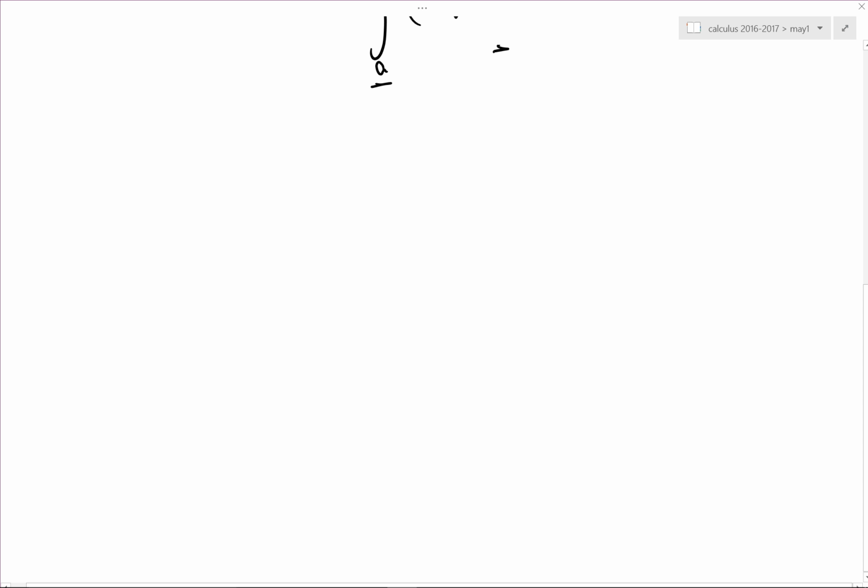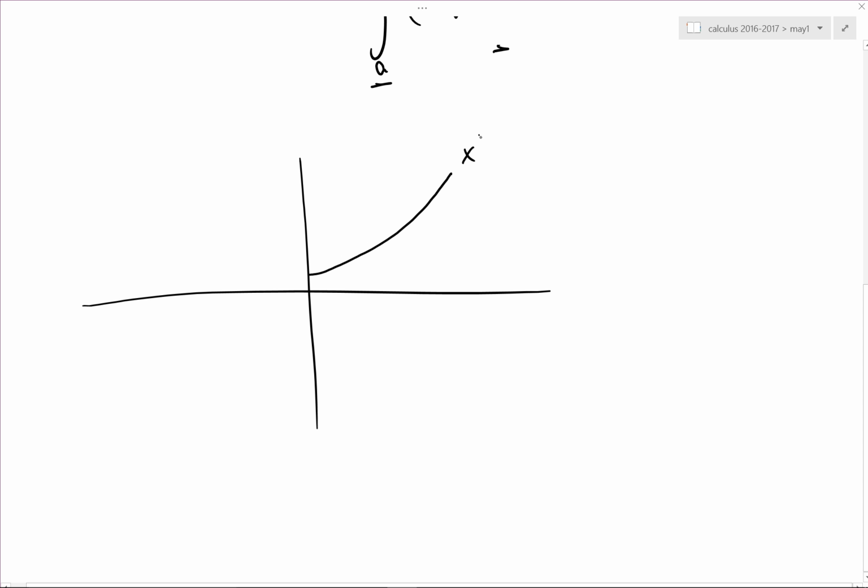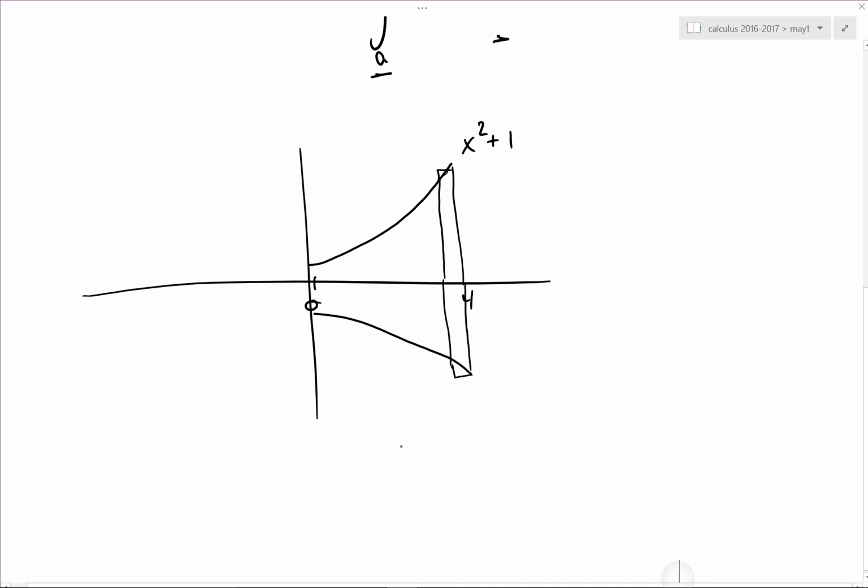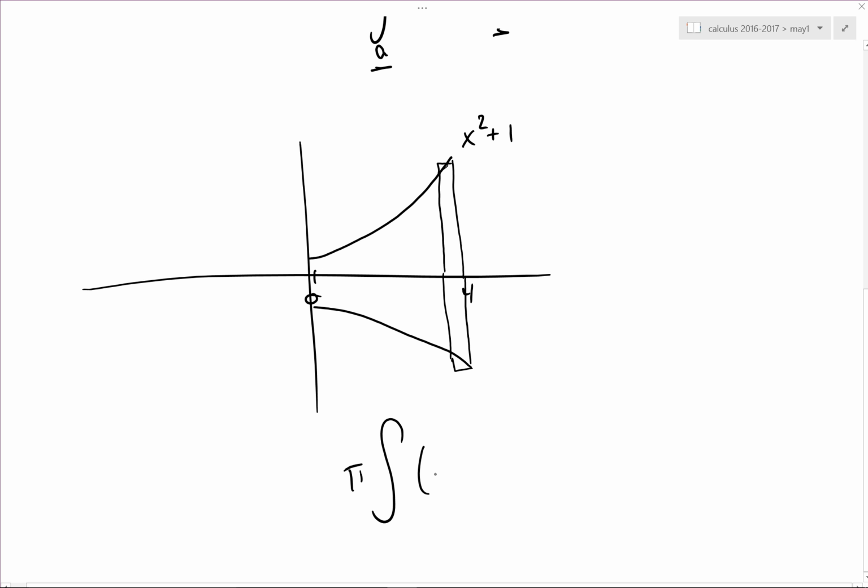Okay, so it's a very straightforward process. What if the function is x squared plus 1 from 0 to 4? If you look at it, that's what you're cutting off, these very small, thin discs. To do this, it's simply going to be pi times the integral of x squared plus 1 squared dx from 0 to 4.